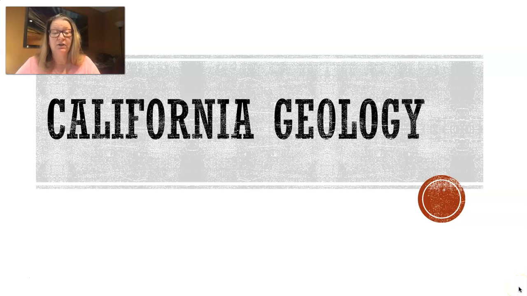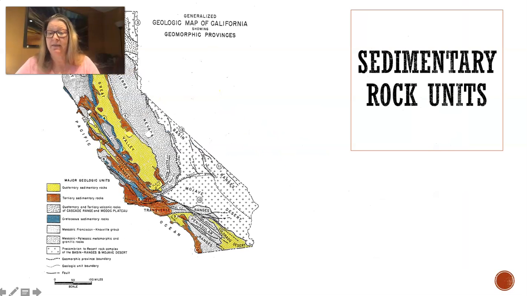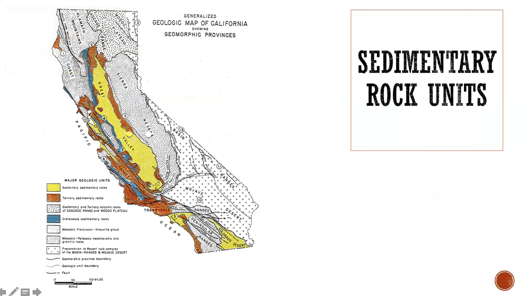This part of our discussion of California geology focuses on the major sedimentary rock units. Here's the map that you've seen before, and we're going to color 3 units this time. The Cretaceous sedimentary rocks we're going to color blue, the Tertiary sedimentary rocks orange, and the Quaternary sedimentary rocks yellow. It'll look something like this, if I can hide myself.